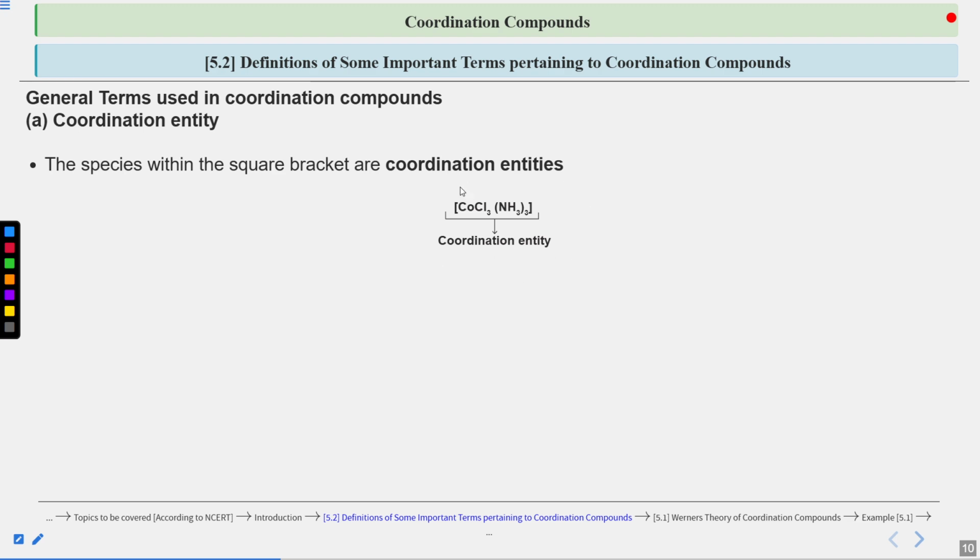In this diagram you can clearly see the formula for a coordination compound, [CoCl3(NH3)3], and this whole thing is packed in the square bracket. That means all the species present inside the square bracket are known as coordination entities. The ions that are present outside the square bracket are called counter ions. If there is any ion, either cation or anion, outside of the square bracket, that ion will be known as a counter ion.